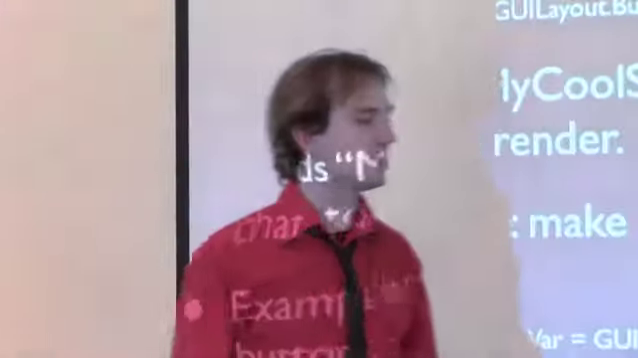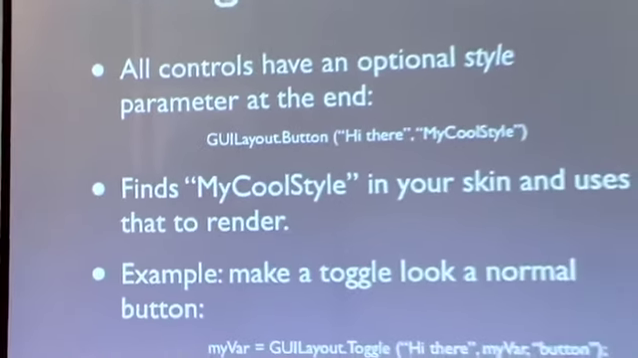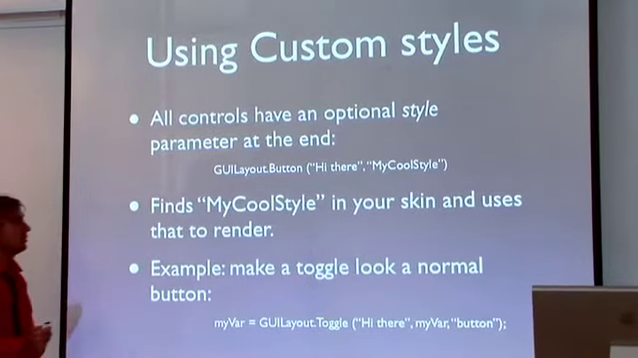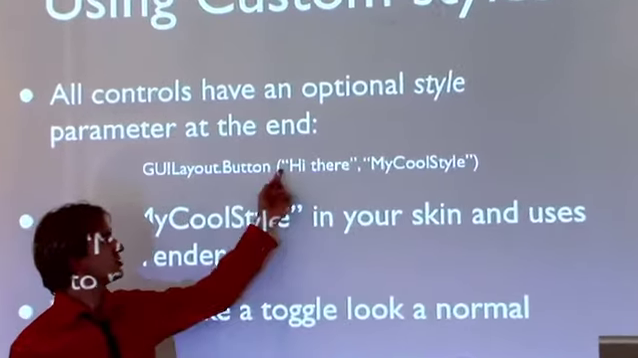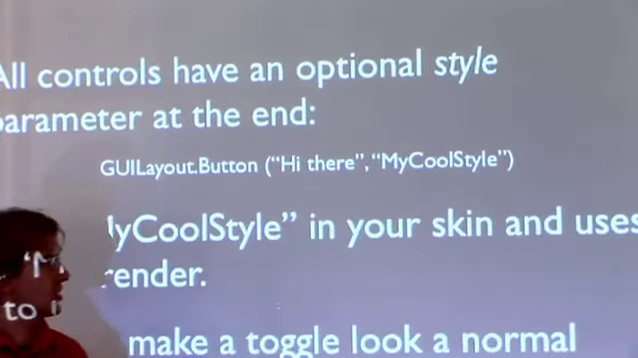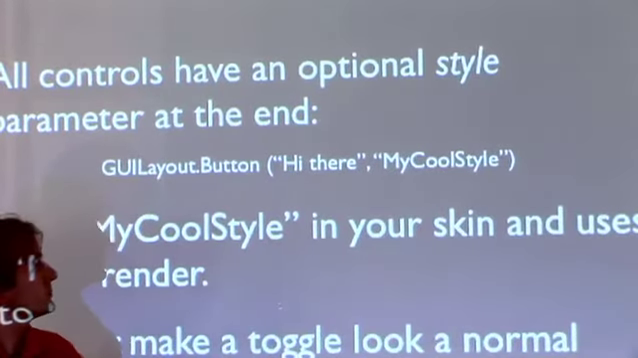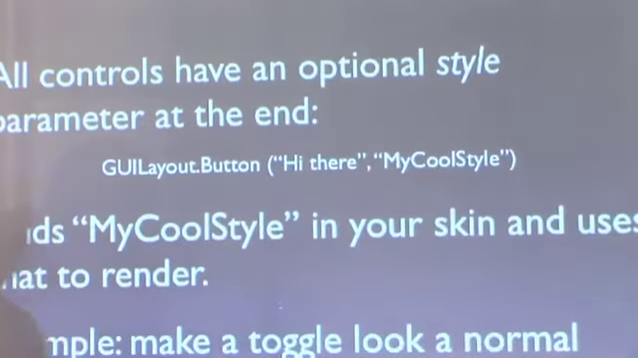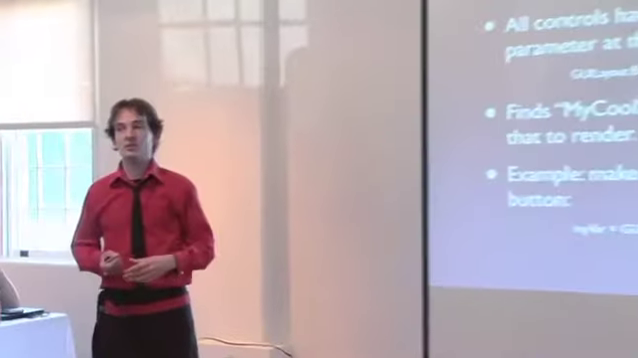Good. Custom styles. All controls have an optional style parameter at the end. So you can make a GUI layout button, and this is the content. It is a text string. You could also pass in a texture here, then you would get an icon button. And then the style to use. The button defaults to the button style, big surprise, and the toggle defaults to the toggle style. You can pass in other styles as well.